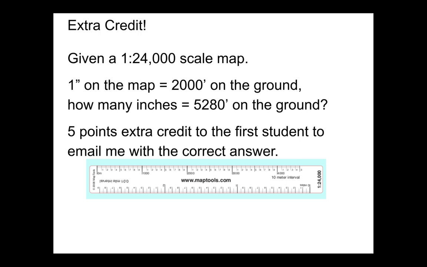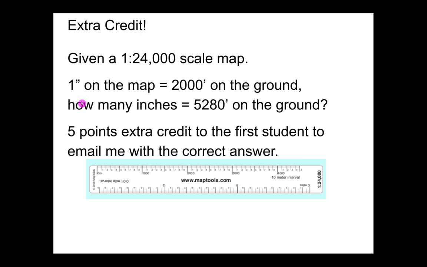So here's my question for you. On this map, going from here to here is 1 mile. I want to know how many inches is that? And here's the information that you'd need to figure it out. 1 inch on the map equals 2,000 feet on the ground. So if 1 inch on the map is 2,000 feet on the ground, how many inches on the map equals 5,280 feet on the ground?